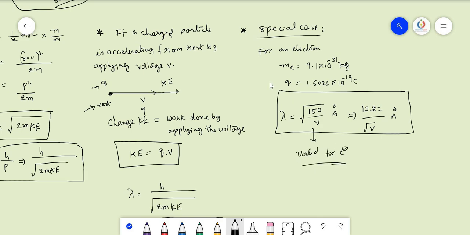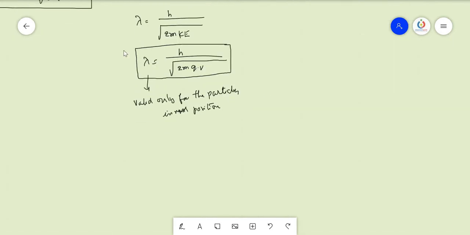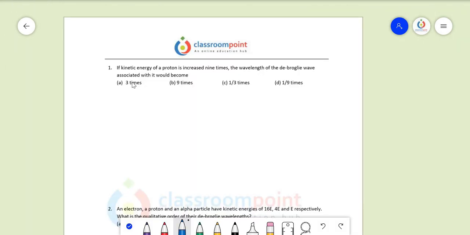Why is it valid only for electron? Because we substituted only electron values in this particular form to get this one. Okay. Now let's try to see some other questions regarding the de Broglie concept, which are very helpful for us. Let us solve the first question.